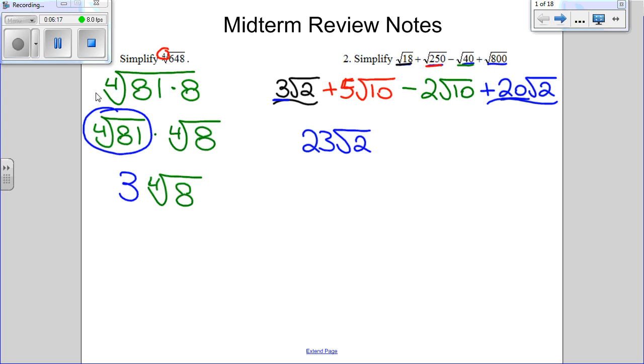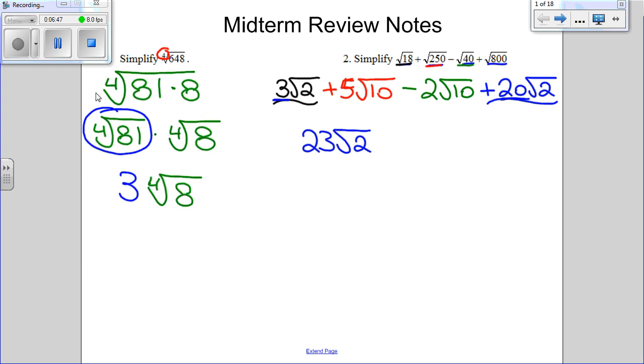Common mistakes people make is they would say they have 23 square root 4, and they would add the radicals too. Make sure you're not adding the radicands. You're only adding the coefficients. That's why I use the words, I have 3 square root 2's. I'm trying to picture it as 3 separate square root 2's. And then I have 20 square root 2's. That's 20 separate ones. So altogether, I would have 23 of them.